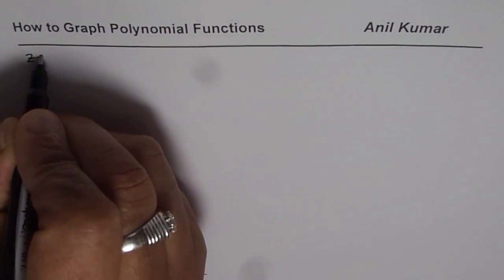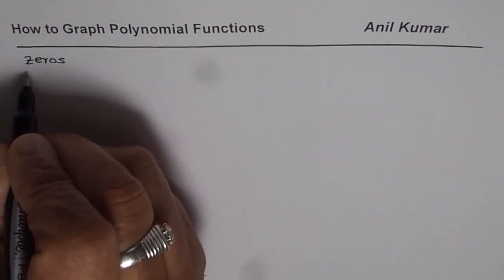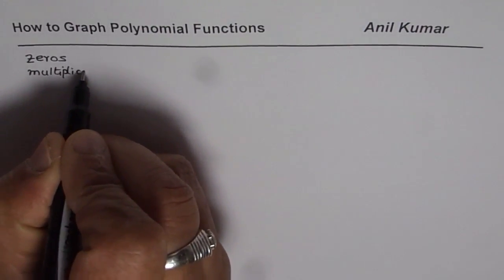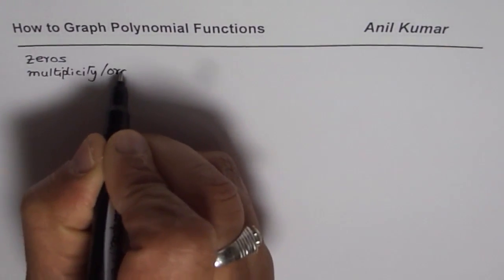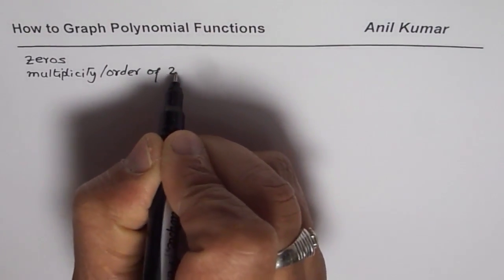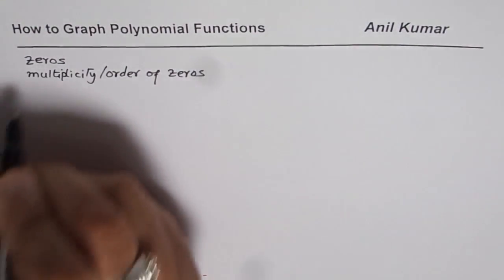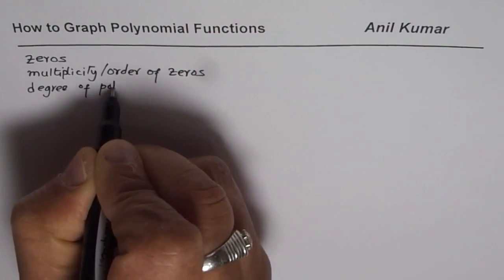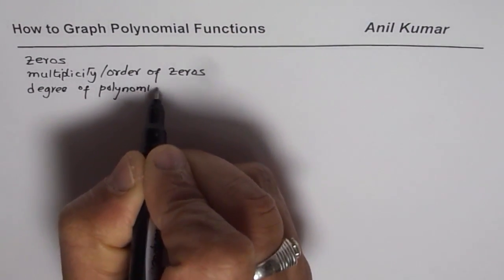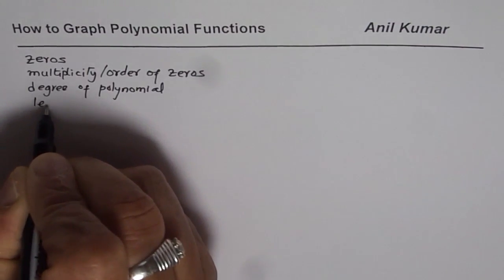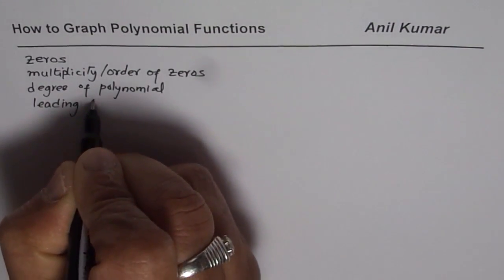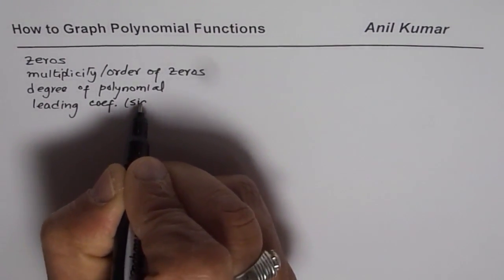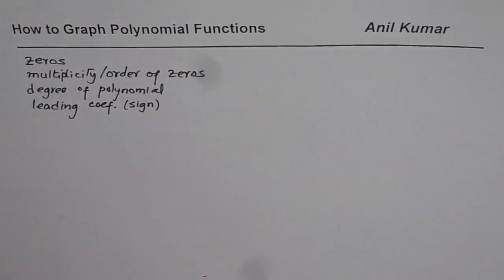One is we need to know the zeros, we need to know the multiplicity or order of zeros, that is the second thing. Then we need to know the degree of the polynomial, and we need to know the leading coefficient. Basically, we need to know the sign of the leading coefficient. We're not really interested in the number.